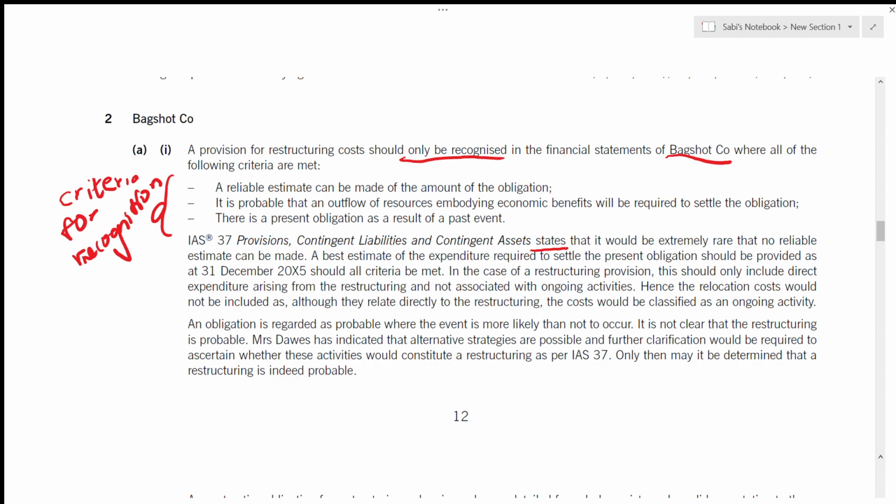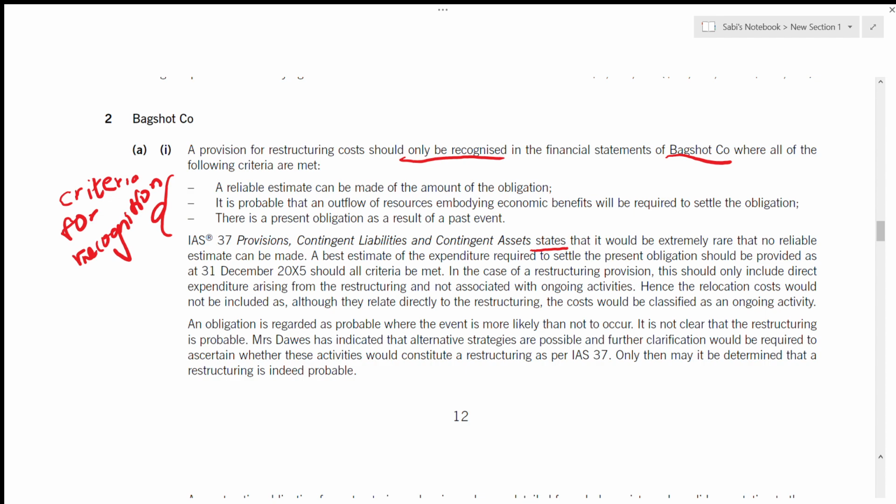Okay, now let's get back to where I stopped. Okay, states. So this type of word needs to be there. States. Okay, IAS 37 states, right? Even if you don't mention the name, for the students, if you don't want to write Provisions, Contingent Liabilities and Contingent Assets, still okay, it's fine. You're not forced to write it. You can just say IAS 37 states. That's enough. It is understood, right? What is IAS 37? So IAS 37 states that it would be extremely rare, right?